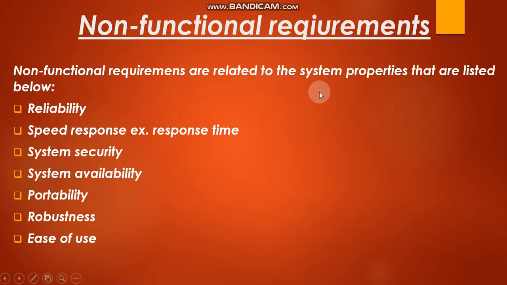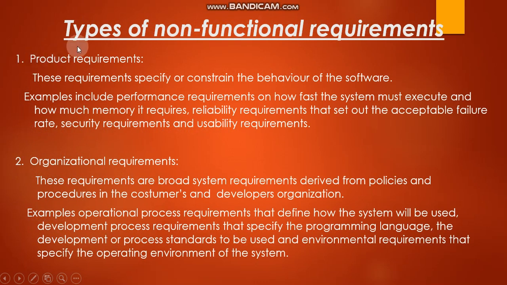Non-functional requirements are related to the system properties that are listed below: reliability, speed of response, for example response time, system security, system availability, portability, robustness, and ease of use. The types of non-functional requirements are: number 1, product requirements. These requirements specify or constrain the behavior of the software. Specify or constrain means limit the behavior of the software.